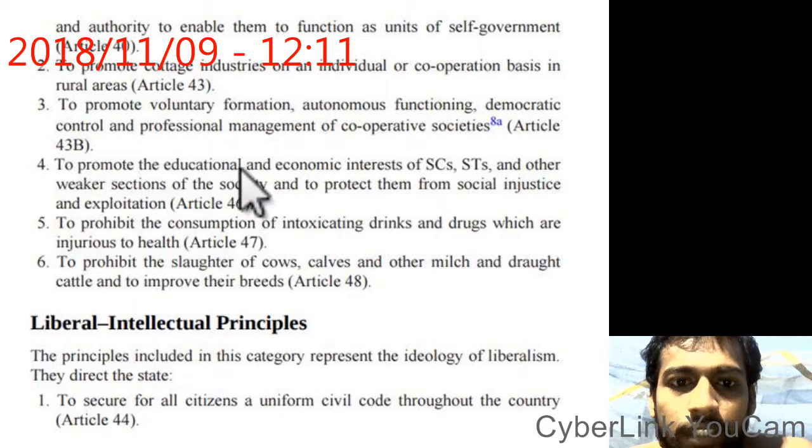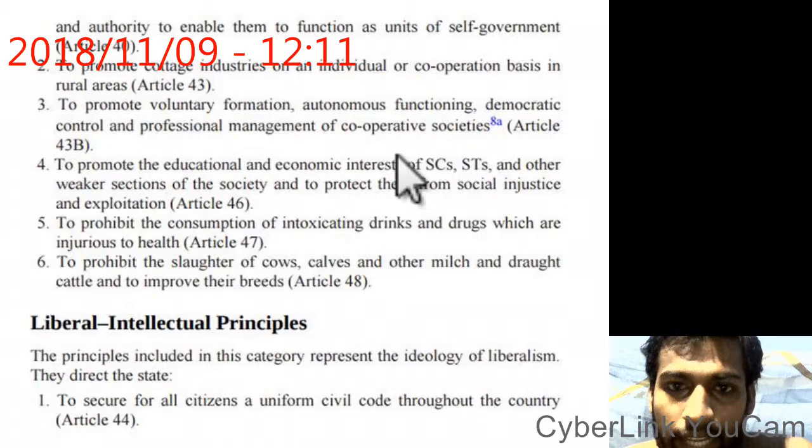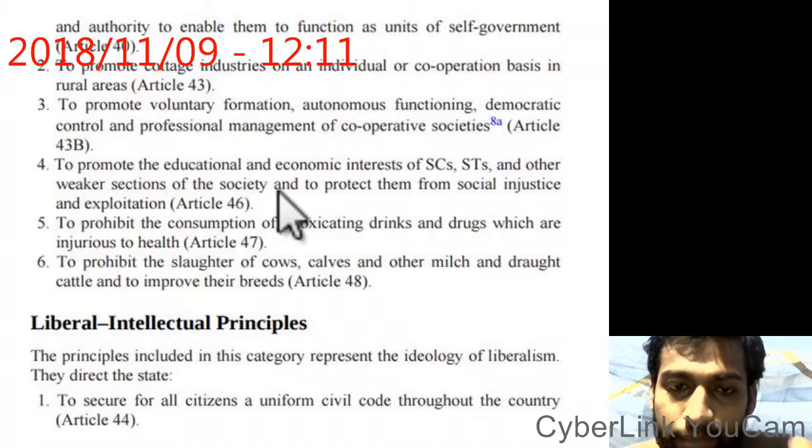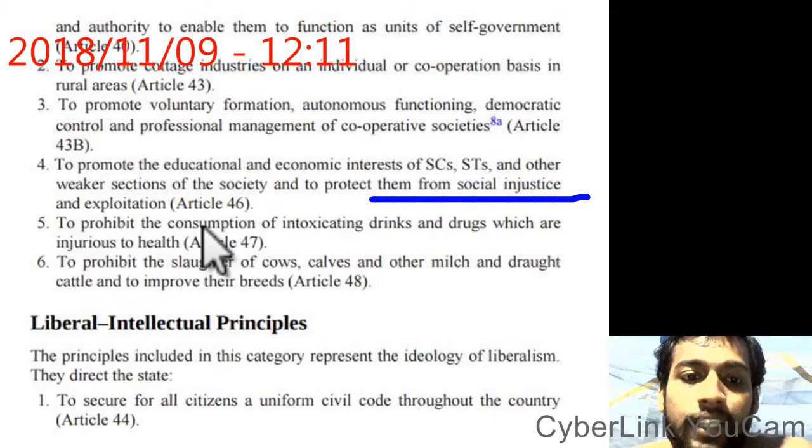And to promote the educational and economic interests of SC/ST. Please remember, it is for SC/ST and other weaker sections of the society, as Gandhiji also told, and to protect them from social injustice and exploitation.